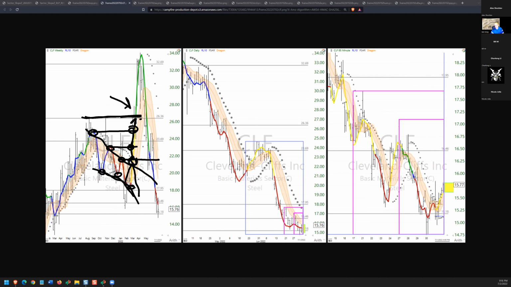Yeah, but we were able to buy it in here and get the first leg up and then get to enjoy the second leg. And then when the RL10 rolls over, okay, take half of it. So that's your lesson on the difference between extreme prices and the RL10 turning points. Crucial lesson.